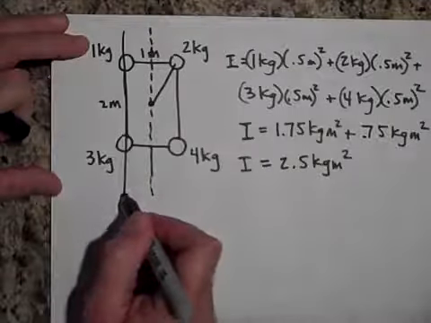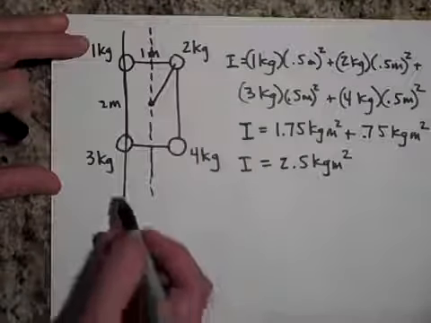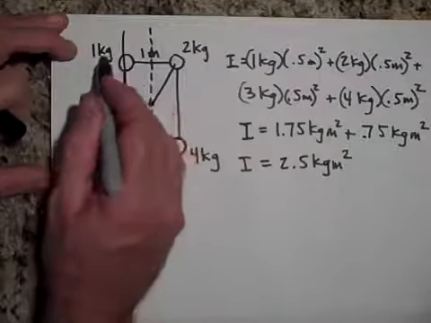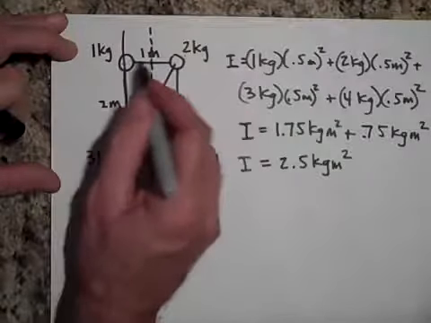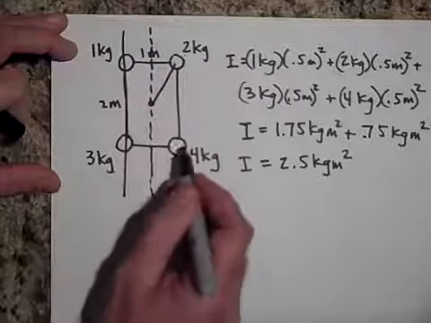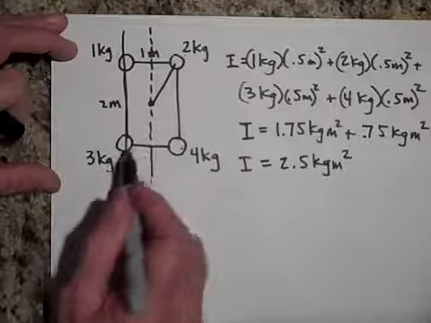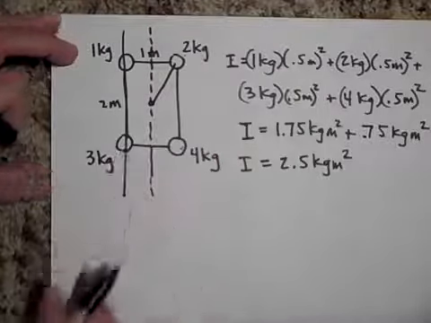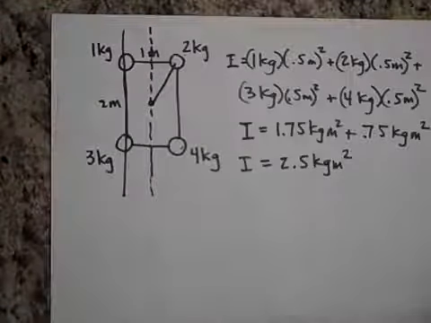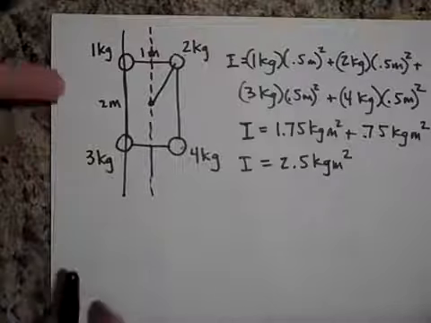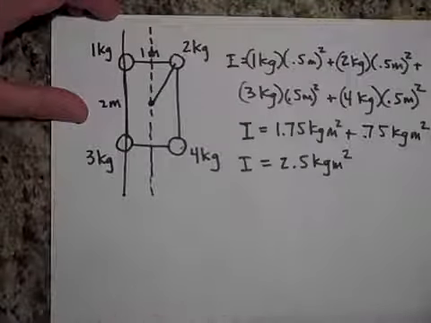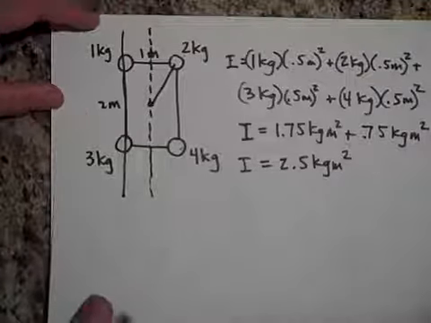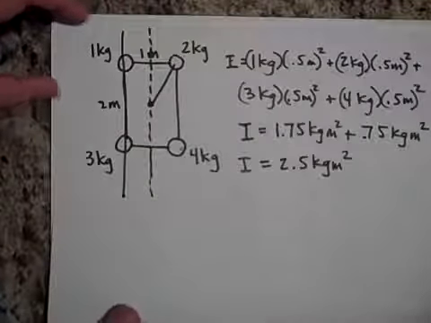In which case, if we found the I for this axis, it'd be 1 kilogram times 0, plus 2 kilograms times 1 meter squared, plus 4 kilograms times 1 meter squared, plus 3 kilograms times 0 again. So rotational inertia, or rotational sluggishness, is a little bit more complicated than just regular inertia. M, the mass, is the regular inertia.